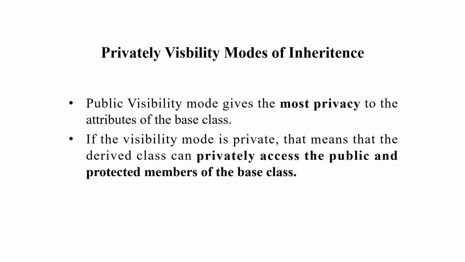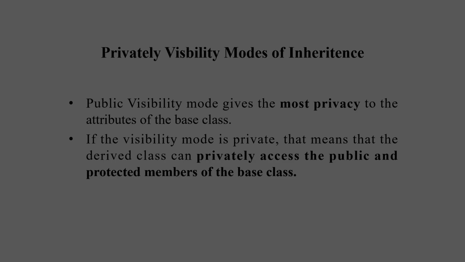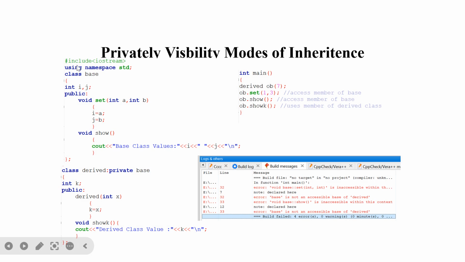Next one is about the private visibility mode of inheritance. It's like putting up high walls around your property. Here, the derived class can access the public and protected members of the base class, but they are not accessible beyond its own boundaries. It's like keeping your family business strictly within the family. Here, we have the base class and also the derived class. The base class is given as private, so the data will be a private one. We can't access it without getting permission from the base class, so it will show some error.